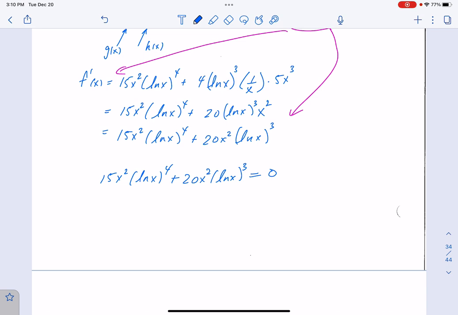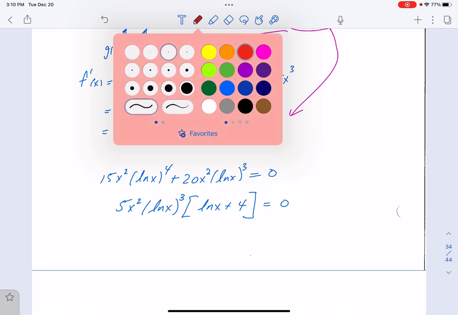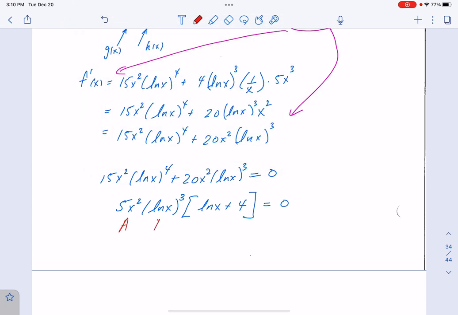And I can't do anything with that. I have to change it into the 0 principle. So I'm going to look at it, and I'm going to try to common factor out a 5. I'm going to common factor out an x squared, and I'm going to common factor out a ln x to the 3. That's going to leave me with a ln x to the 1 plus 4. So now I've got the 0 principle set up.